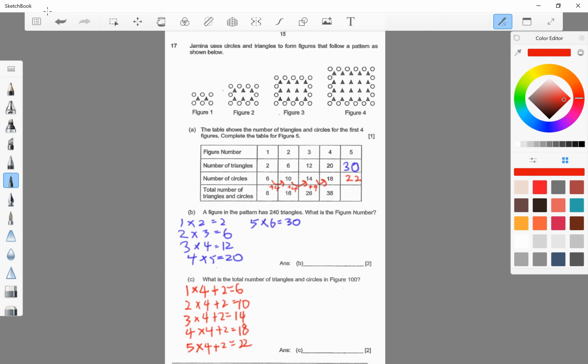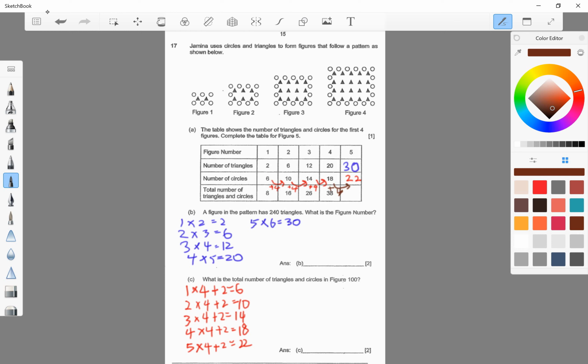We can also keep adding 4, means we add 4 to 18, and this will give us the same result. Alright, so if I added 4 to the 18, it will give us the same result.